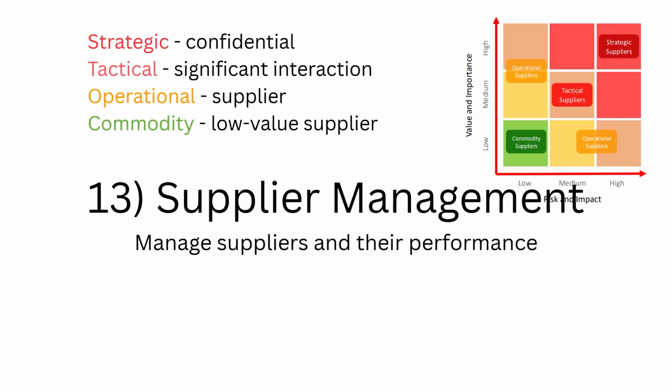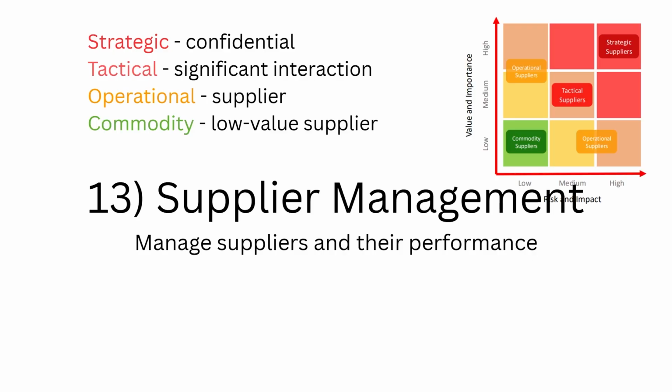Supplier management is to make sure that the people that are supplying you with the resources, you prioritize them according to this graph here. You can prioritize them according to the risk and impact and the value and importance. If you put them high on the priority list, it would be a strategic supplier, meaning that they will have access to very important or confidential information of your company, almost part of your company. Whereas tactical suppliers would have significant interactions with you, but not that deep of a level as strategic suppliers.